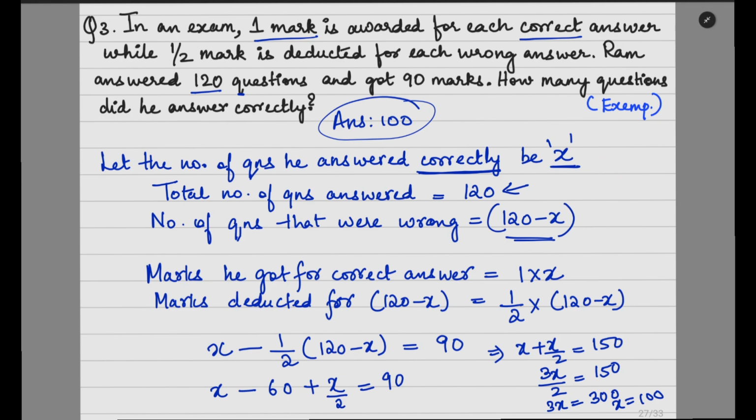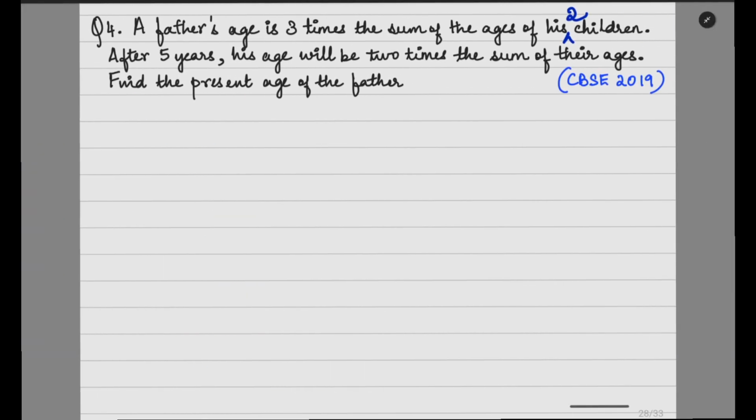Okay, let's see another question. Okay, here we are given a father's age is 3 times the sum of the ages of his 2 children. After 5 years, his age will be 2 times the sum of their ages. Find the present age of the father. Okay, so what is asked? Present age of the father.